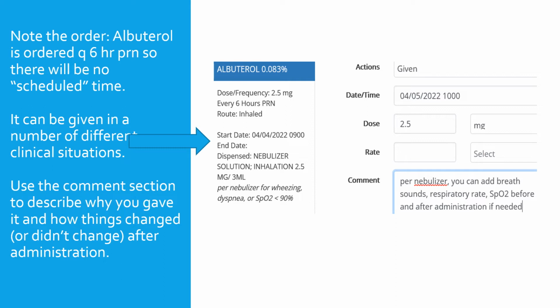The dose here is 2.5 milligrams. Now you'll notice it's dispensed as nebulizer solution for inhalation, 2.5 milligrams in 3 mils. There's really no way that you can write the 3 mils in here, and that's a very standardized dose, so the 2.5 milligrams is sufficient here. The other blank would be rate, and that doesn't count here for nebulizer. And so after you've charted this, click update and your medication will be charted and you're set to go.